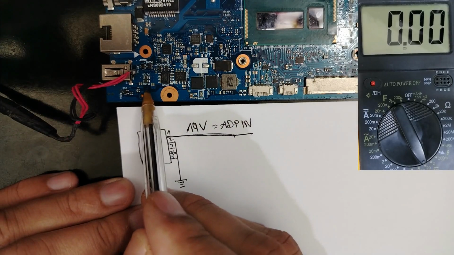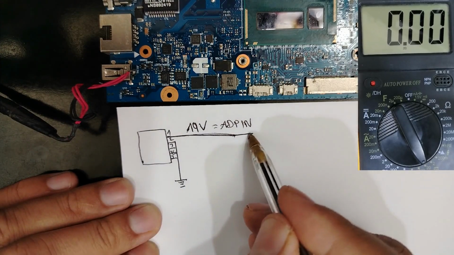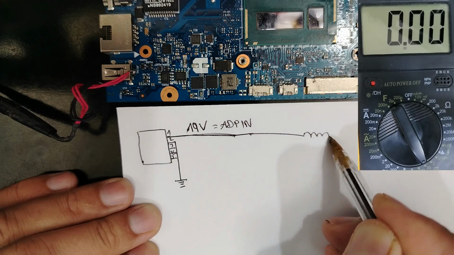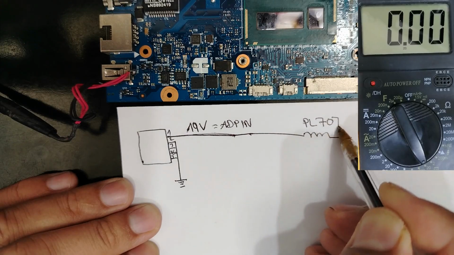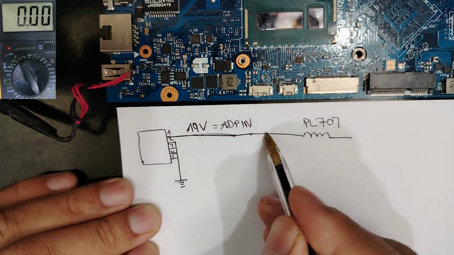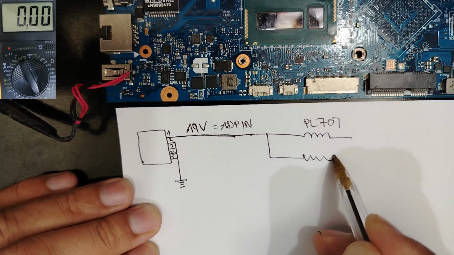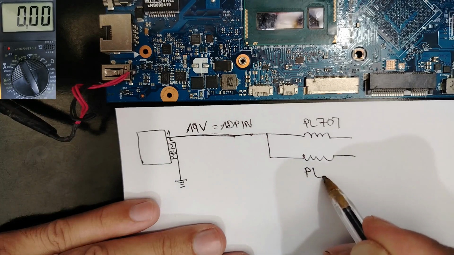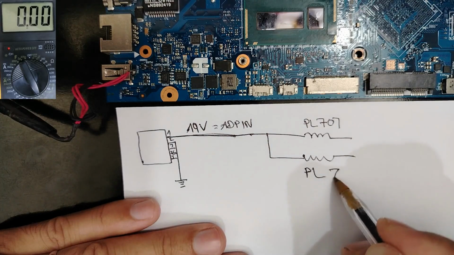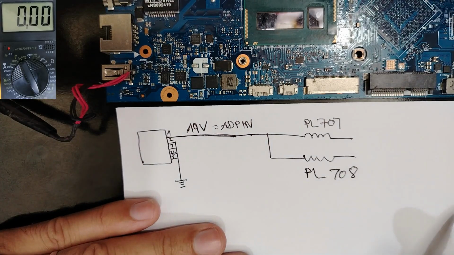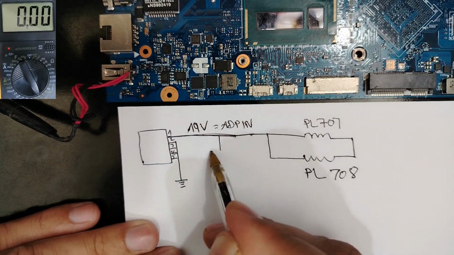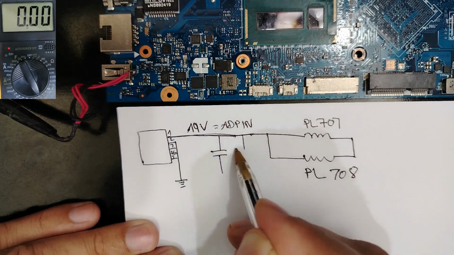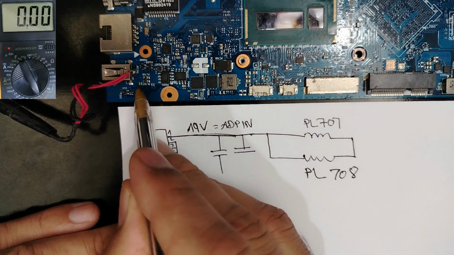Here we have PL707. So let's see, we have two coils, PL707, and another coil. This coil basically is PL708. Then please don't forget these two ceramic capacitors. We have ceramic capacitors here, and we have another one here for these two over here.